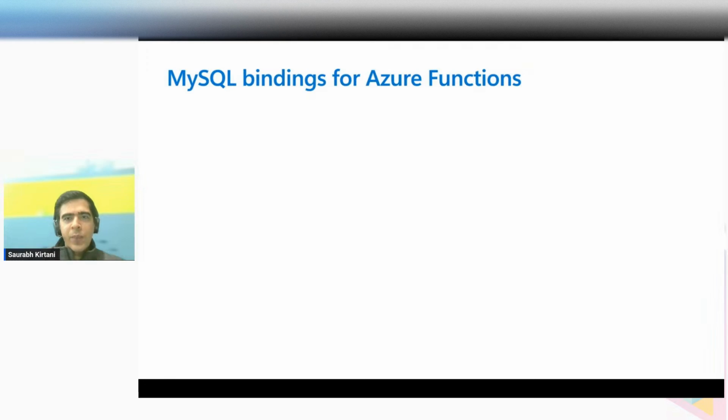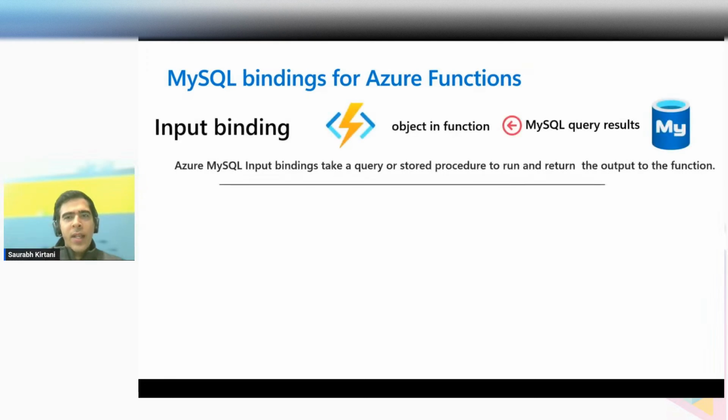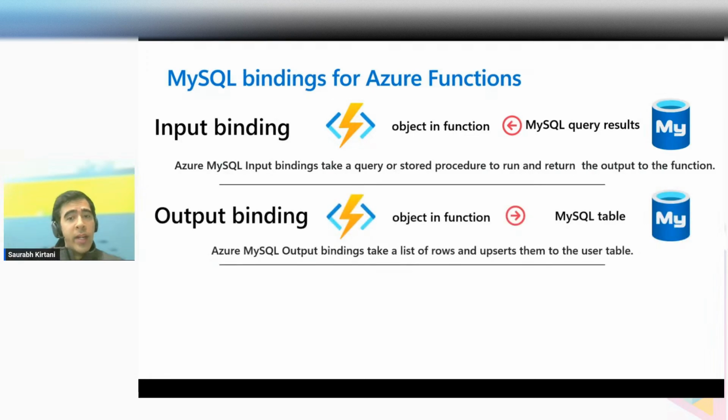But today, what we are doing is we already used to have an input binding functionality available in our suite, which allowed you to query a MySQL database to fetch data and then process the data for the application. We also had output binding, where a function can process data and then place that data back to the MySQL table. So updates and inserts will come here.